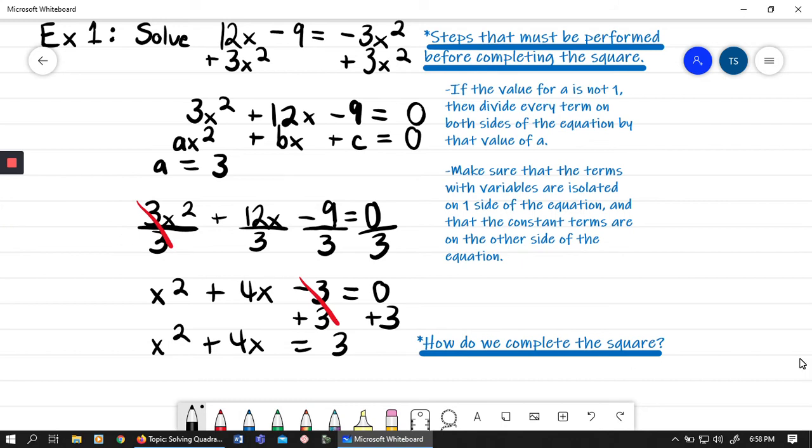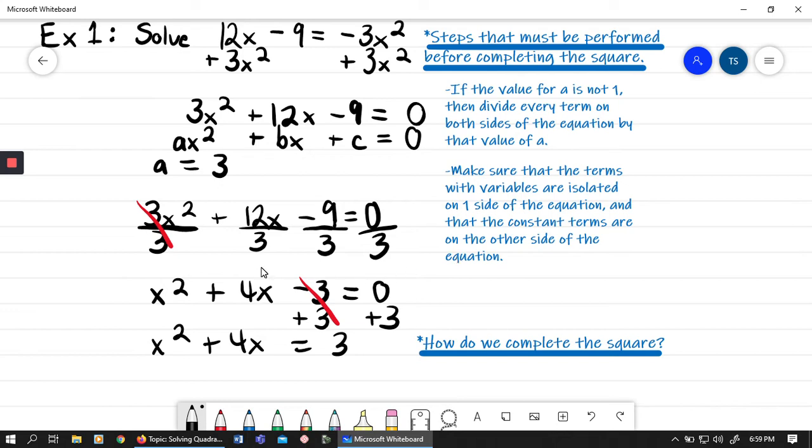All right, so let's look at how we actually complete the square. How do we do that? Well, I'm glad you asked, folks. Now that we have taken our original equation and divided by that value of a if it was not 1, and arranged the equation so that the terms with variables are isolated on one side and the constants are on the other side of the equation.